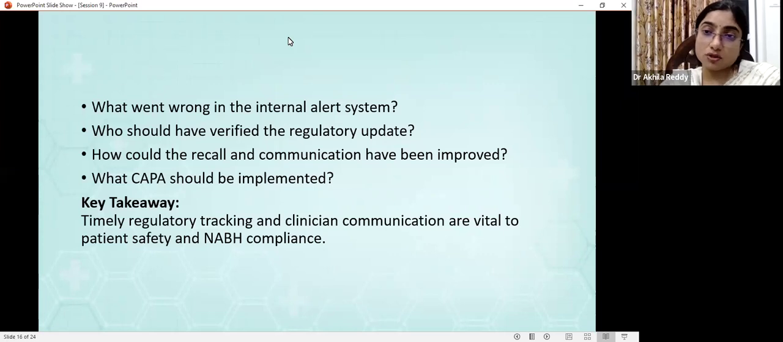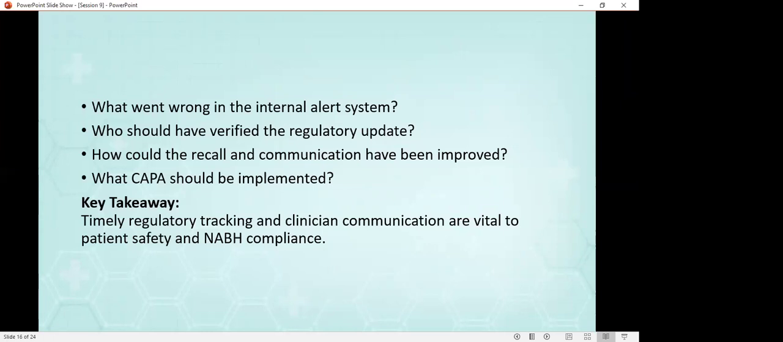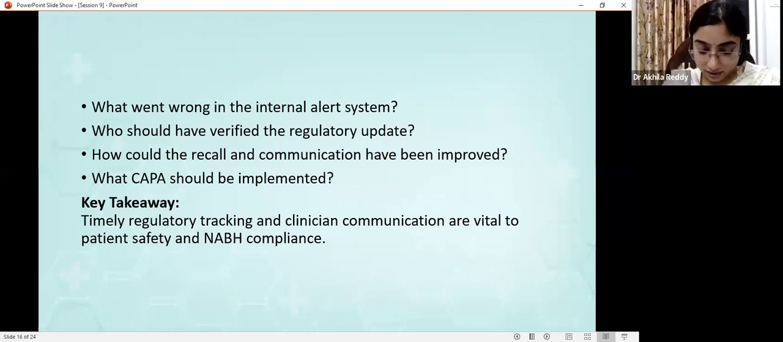Please tell me if it is wrong also, that's fine. Clinical pharmacist. Absolutely. Very good. And even the pharmacy head is also supposed to check the regulatory update. How could the recall and communication have been improved in this scenario?